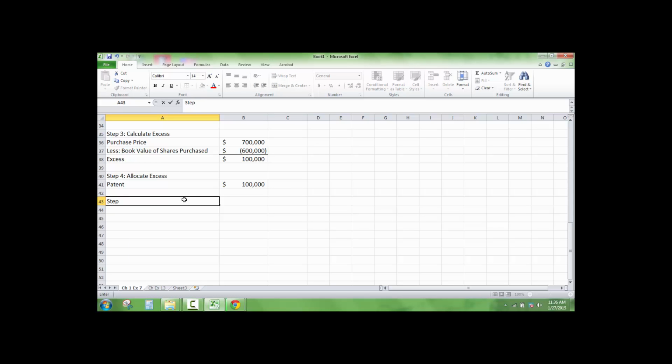Step 5, we are going to calculate amortization per year. So we have a patent, useful life 10 years, amortization per year equals 100,000 divided by the 10 years, or $10,000 per year.